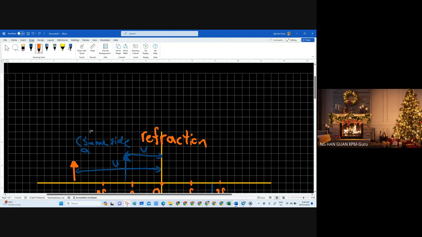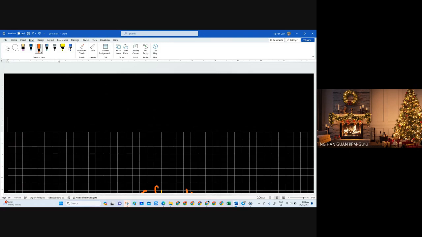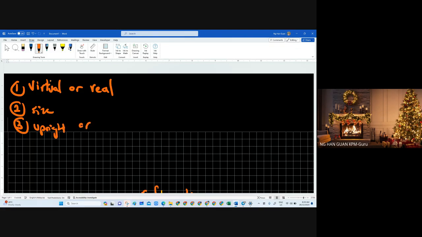Regarding the characteristics of the image, there are three characteristics we have to comment on. The first one is whether the image is virtual or real. Second is about the size. Third is upright or inverted. Size means that it can be big, same, or small.